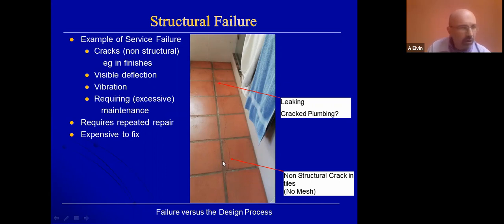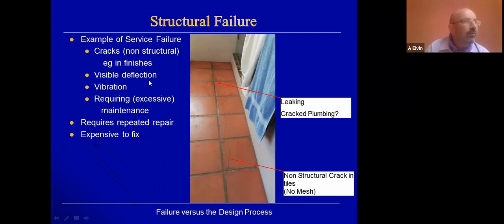So this is an example of a service failure, which is structural. It's due to structural failure, but it is not what most people will call an ultimate limit state failure, or what most people will call failure. It is a very expensive failure, in the sense that we have to either live with it or fix it. If we have to fix it, we have to pull up all our tiles, retile, regrout, etc. So this is a very, very expensive failure, and it's a service type of failure.